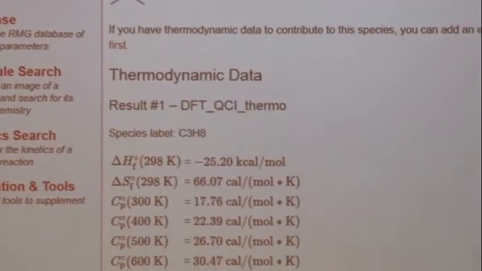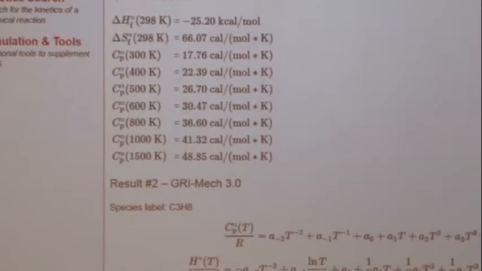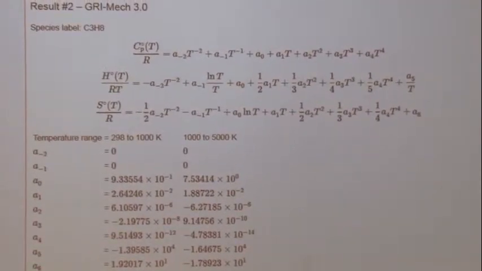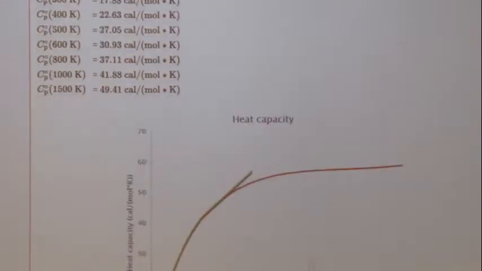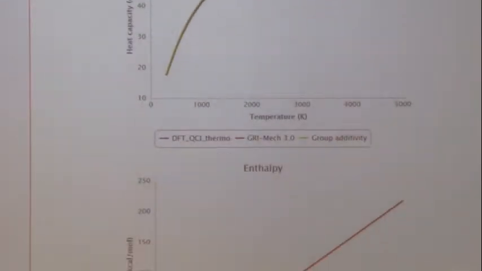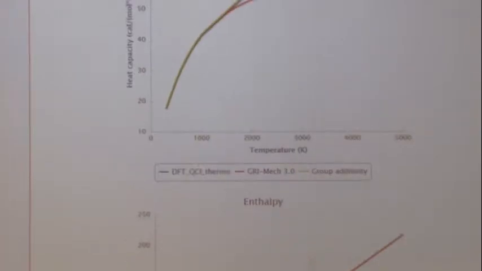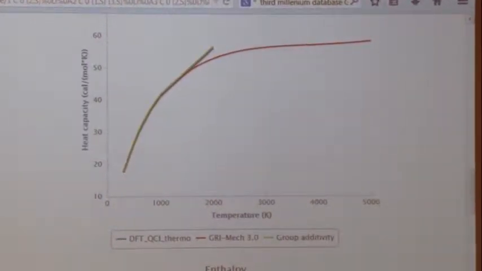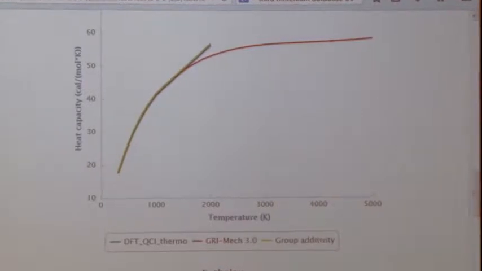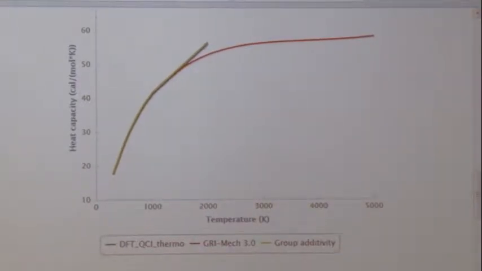It knows propane from a DFT calculation. It knows what GRI mech, which is a famous mechanism, said propane was, using a different representation. There's a group additivity, and then it plots the different methods against each other. So you can see, for example, that the DFT QCI thermochemistry and the GRI thermochemistry seem to disagree at really high temperatures for the heat of formation of propane, or the heat capacity of propane.